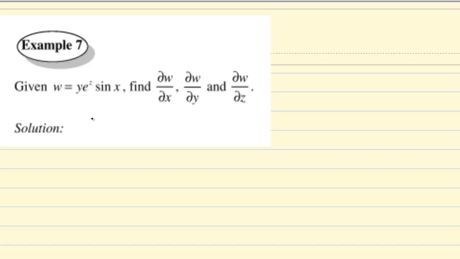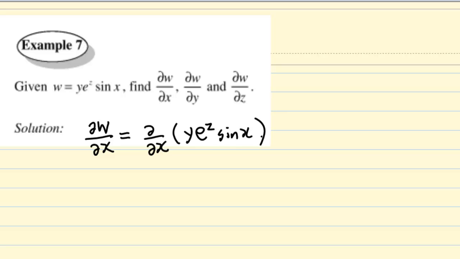Let's try to find out dw/dx first, which is differentiate with respect to x, y e power z sine x. Now, as we do partial differentiation with respect to x, we will keep y and z constant. So they will be treated as constant.